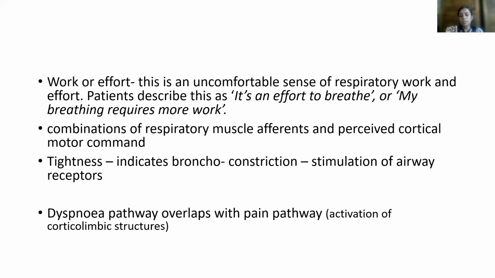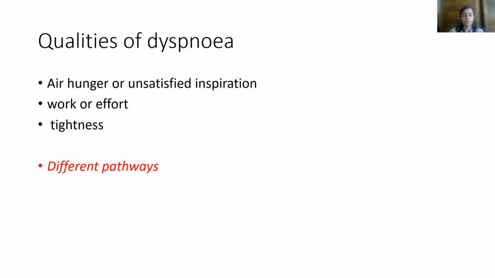the pathway of dyspnea overlaps with the pain pathway. What does that mean? If someone has pain, there is a chance that they will have breathlessness also. You might have seen in patients with severe pain, their breathing pattern also changes. Or patients with severe dyspnea might show some symptoms of pain. So the dyspnea and pain pathways always overlap at one point. So these are the three things that we discussed: air hunger or unsatisfied inspiration, a lot of work or effort, and the third is chest tightness.